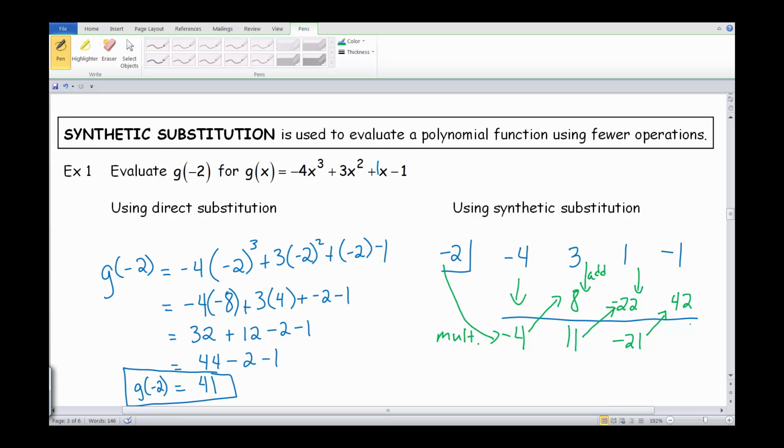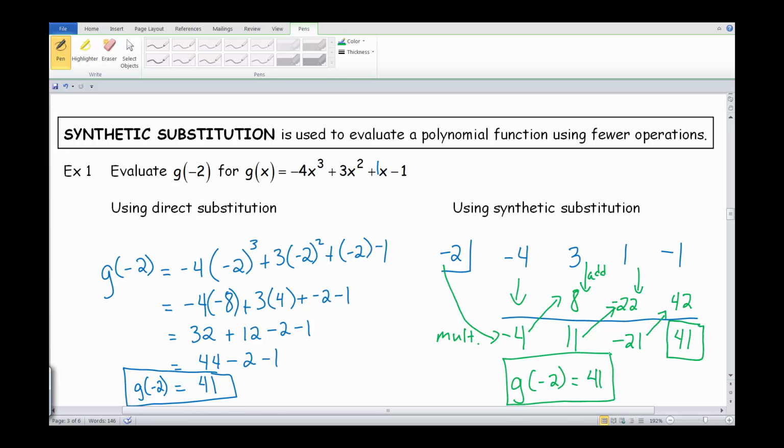And then we just add going down. So -1 plus 42 gives us 41. And this last number over here, when we're talking about our synthetic substitution, is really what we care about. Notice it actually matches what we got when we used direct substitution. So for g of -2, using synthetic substitution, it also comes out to be +41.